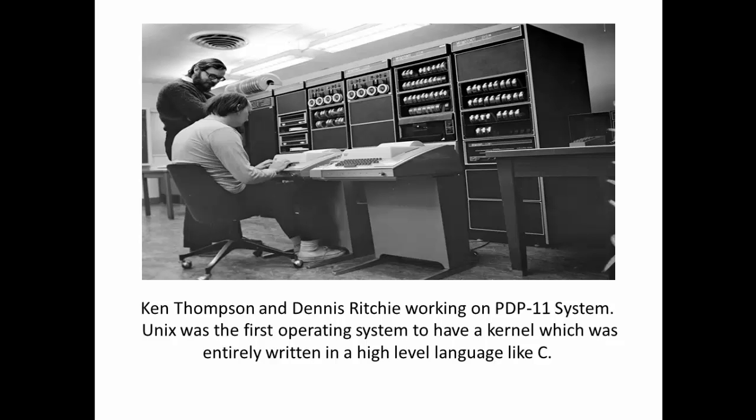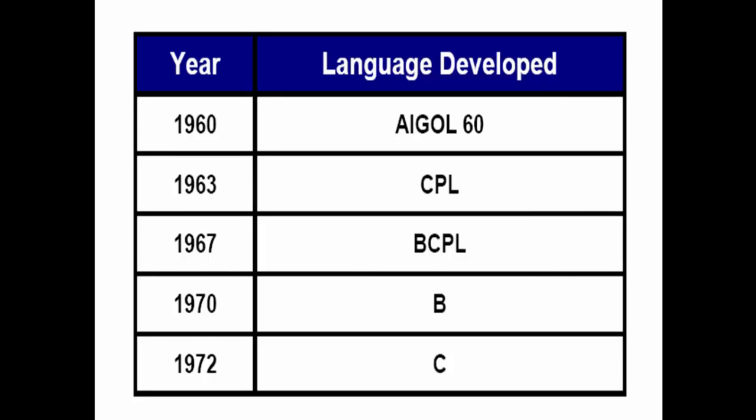With this advent, Unix became the very first operating system in the world to have its kernel written entirely in a high-level language like C. So if you summarize the history once again, originally there was a programming language in the early 1960s called ALGOL, which is based on algorithms, and then there was CPL, which was designed in the year 1963.